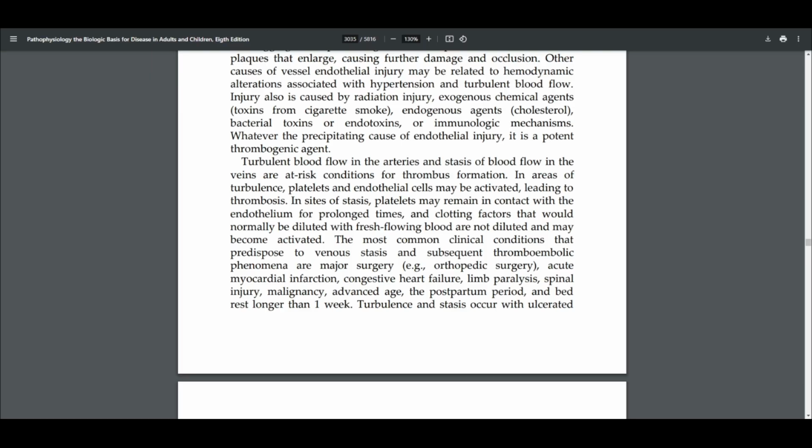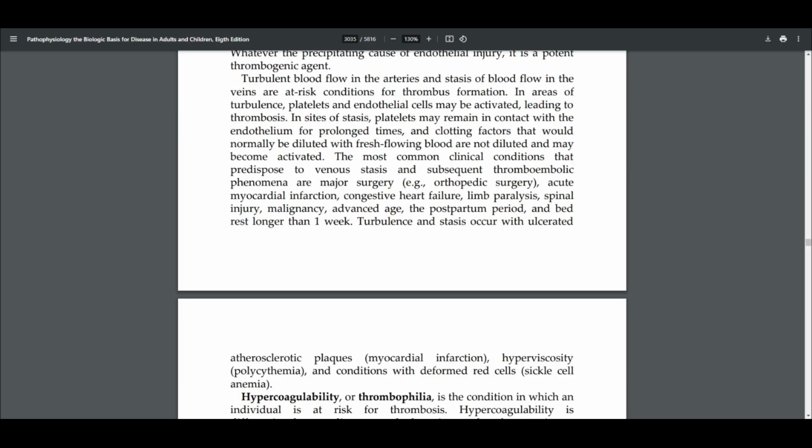The most common clinical conditions that predispose to venous stasis and subsequent thromboembolic phenomena are major surgery, acute myocardial infarction, congestive heart failure, limb paralysis, spinal injury, malignancy, advanced age, the postpartum period, and bed rest longer than 1 week. Turbulence and stasis occur with ulcerated atherosclerotic plaques, hyperviscosity, and conditions with deformed red cells.